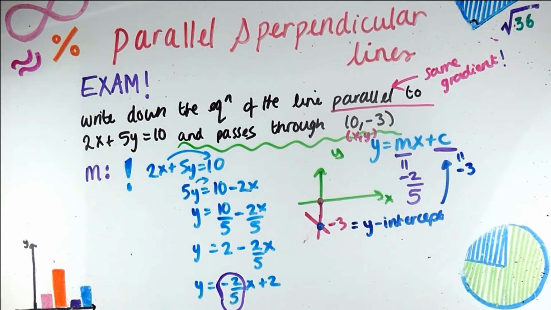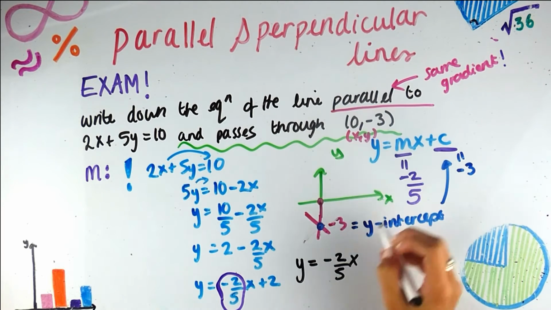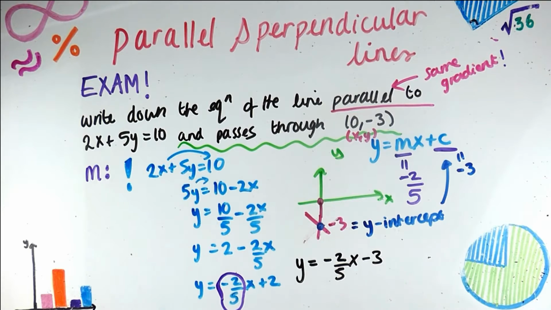So we know m now, and we know c, so we can just write it into an equation. So m is minus 2 over 5, don't forget the x, and then plus c is minus 3.